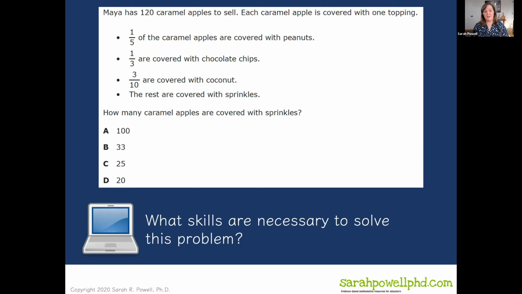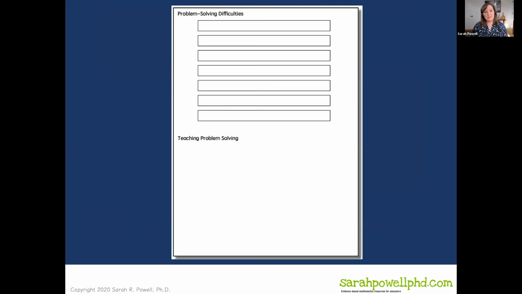you all are providing me with lots of skills that are absolutely necessary to solve this problem, and with each of those skills that is necessary to solve the problem, that's where students can experience difficulty. So as we get started today, I'd like to talk about really the 7 areas where we see students experience difficulty with word problem solving the most, and you might be able to add to this list to expand it upon 7.